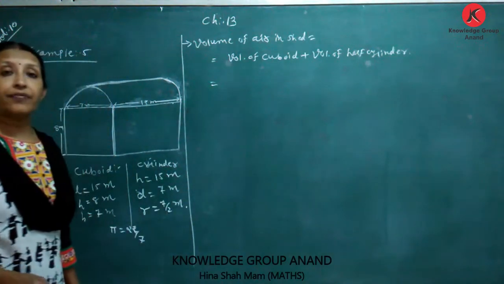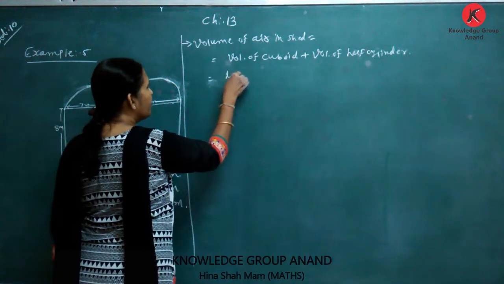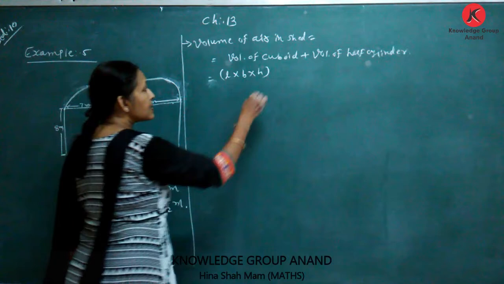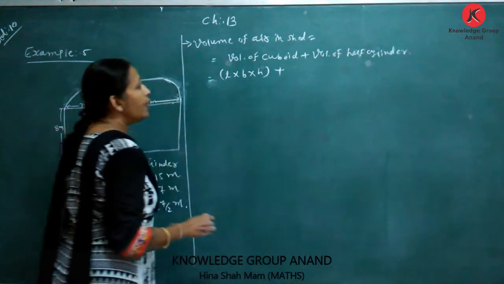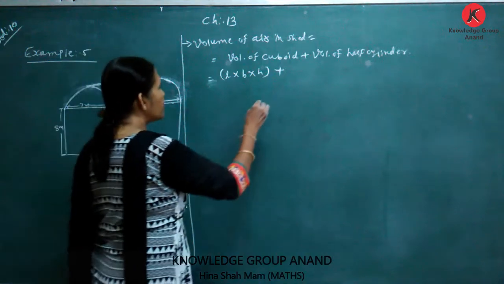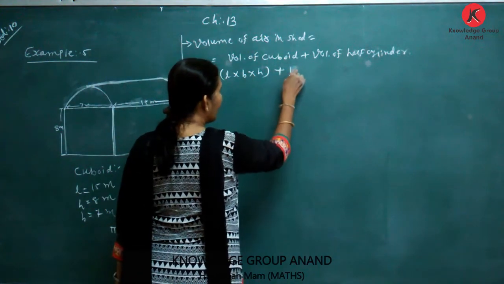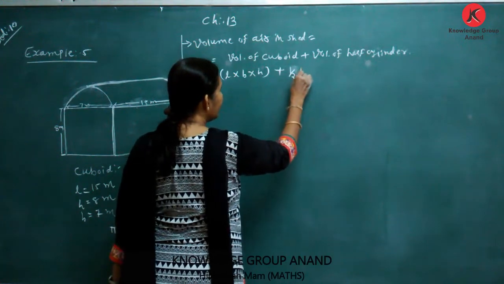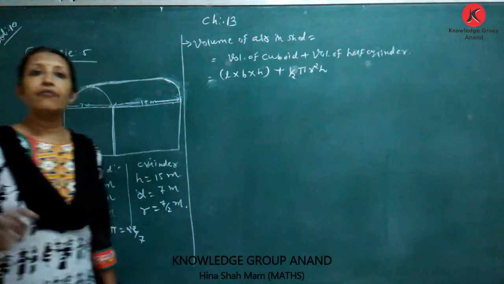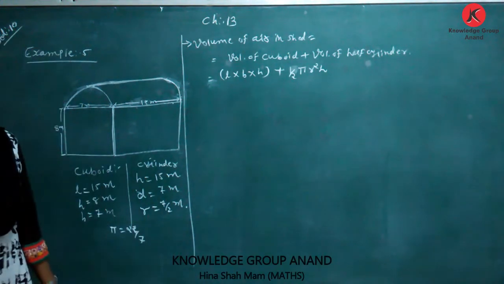Volume of cuboid. Which formula? L into B into H, plus the volume of half cylinder is equal to half, that is 1/2, and volume of cylinder is pi r square h, so 1/2 pi r square h.